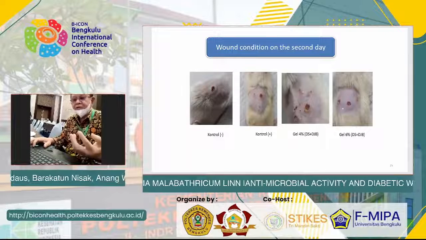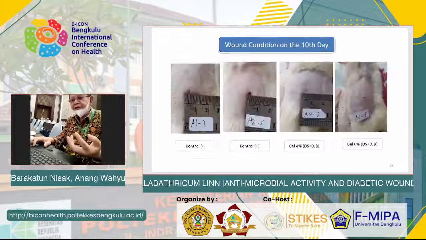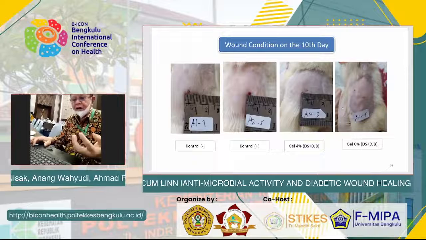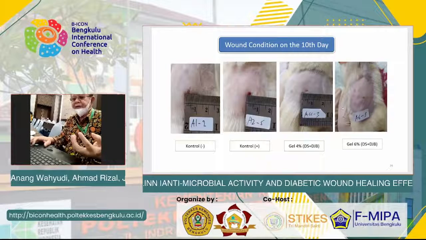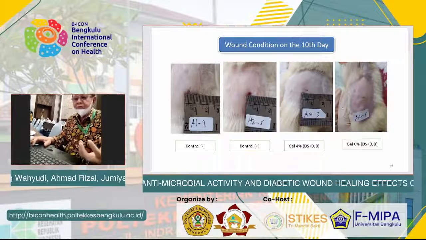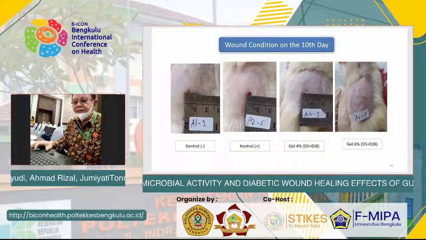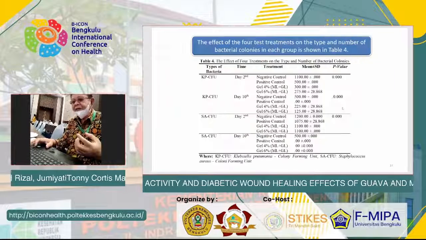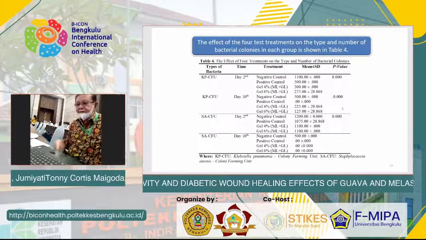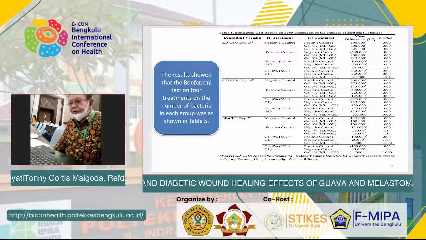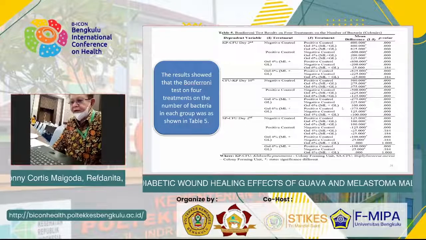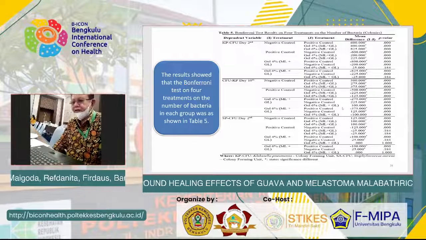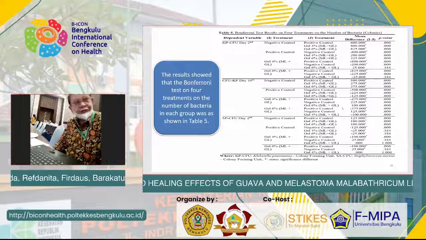bacteria found in this study, Klebsiella and Staphylococcus aureus. The results of the Bonferroni test for the treatment effect on the number of bacteria in each group are shown in table 5. In the discussion, in the short-term cytotoxicity analysis, guava extract reduced cell population in vitro.